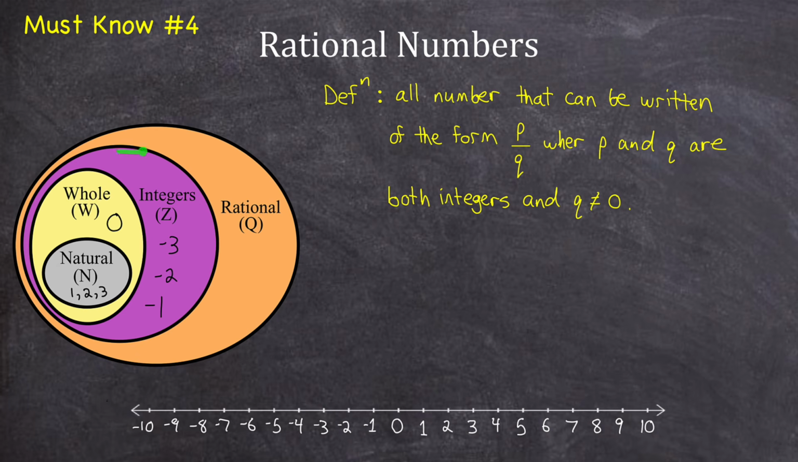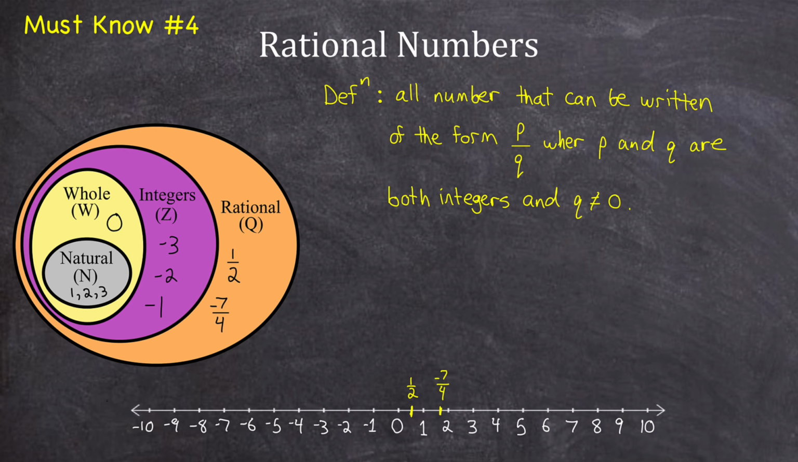Now, any integer can be written as a fraction, just as a fraction where the denominator is equal to 1. But there are lots of numbers that can be written as a fraction that are not integers. So the values that would lie outside the set of integers but within the set of rational numbers would be values like 1 over 2, which on a number line would be down here between 0 and 1, or negative 7 over 4, which as a decimal is negative 1.75, so that would fall about right here on the number line.